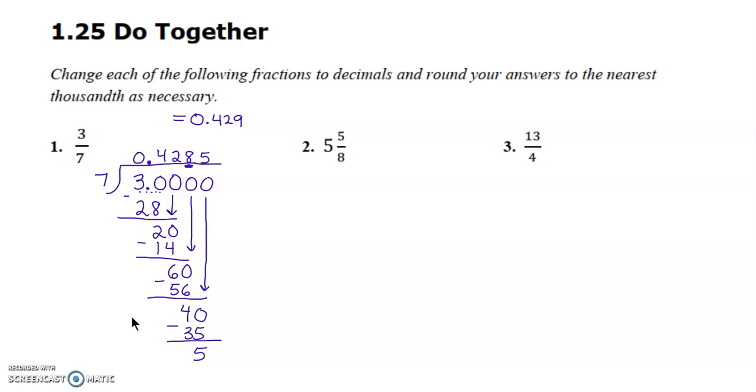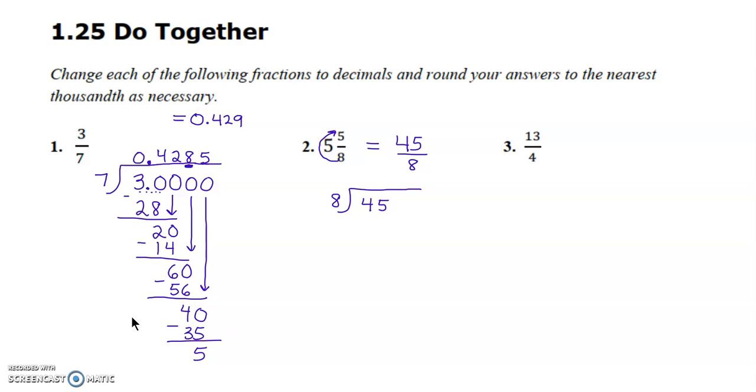For number 2, we have a mixed number. So we have those two options. We can either just do the fraction portion and hold the 5 as the front of our decimal, or we can change it to an improper fraction. I'll change it to an improper fraction for this one. So 8 times 5 is 40, plus 5 is 45. So as an improper fraction, this is going to be 45/8. We can make our long division. 8 is our divisor, 45 is our dividend, and we can begin to long divide.